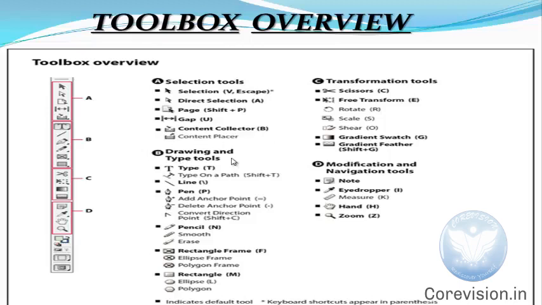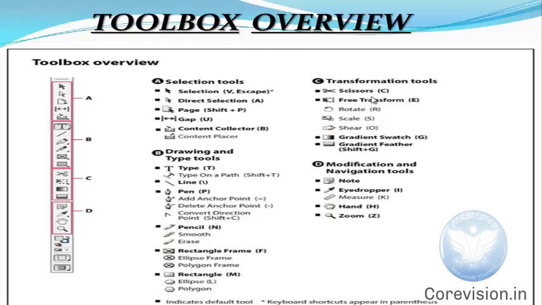In drawing and type tools: type on a path, line, pen, add anchor point, delete anchor point, convert direction point, pencil, smooth, erase, rectangle frame, ellipse, polygon frame, rectangle, ellipse, polygon.